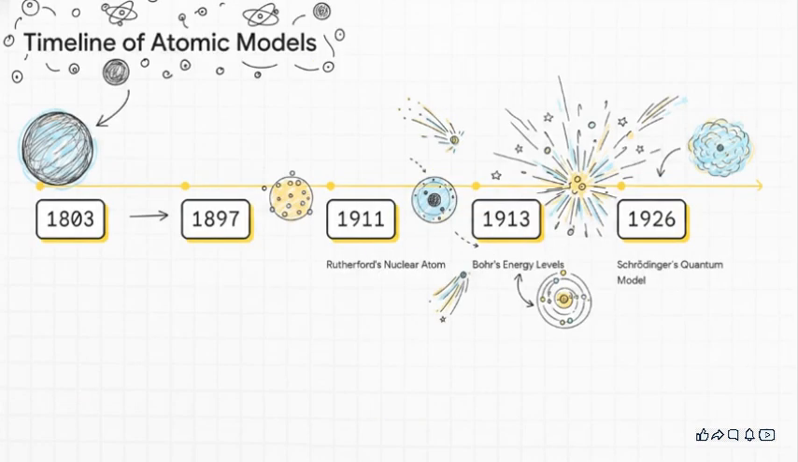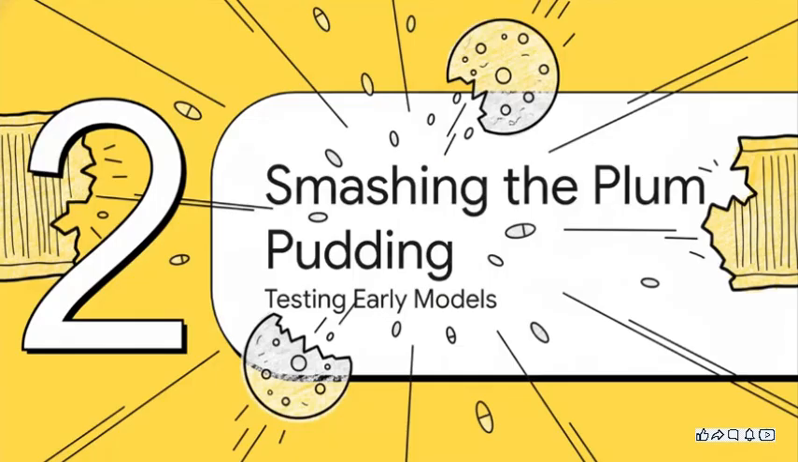As you can see on this timeline, for thousands of years, and formalized by John Dalton back in 1803, we thought atoms were just these solid, indestructible little spheres. But then, boom! Between 1897 and 1926, a rapid explosion of discoveries completely tore up the scientific rulebook in just 3 decades. Which brings us to Chapter 2, smashing the plum pudding.